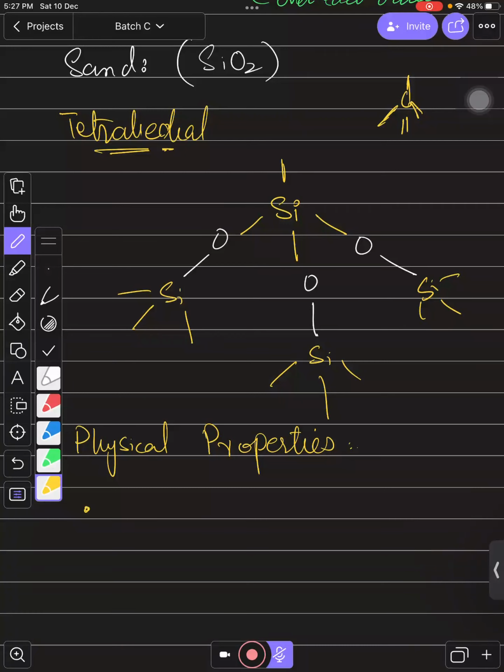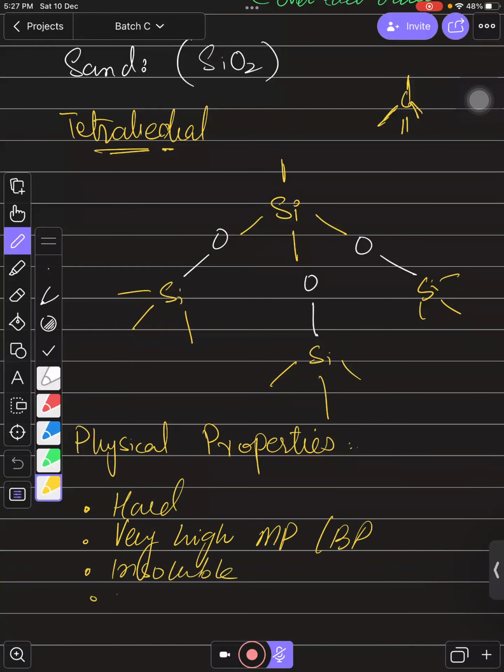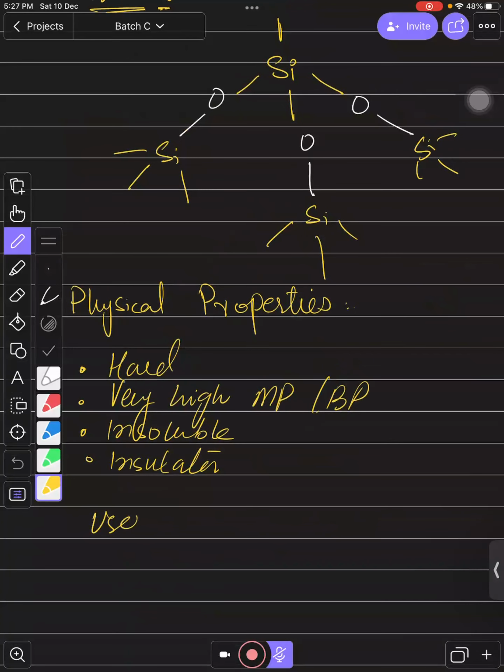Right. So they are also hard. We know that sand is hard and also has a very high melting and boiling point. This is also insoluble in water. We know this. It's also an insulator. It cannot conduct electricity because it does not have free moving ions or electrons. And if we talk about their uses, they can be used for the formation of glass. We can say that it can be used for construction purposes. Whether you want to build a house or make a refractory, whatever you are going to form, it can be used for construction.